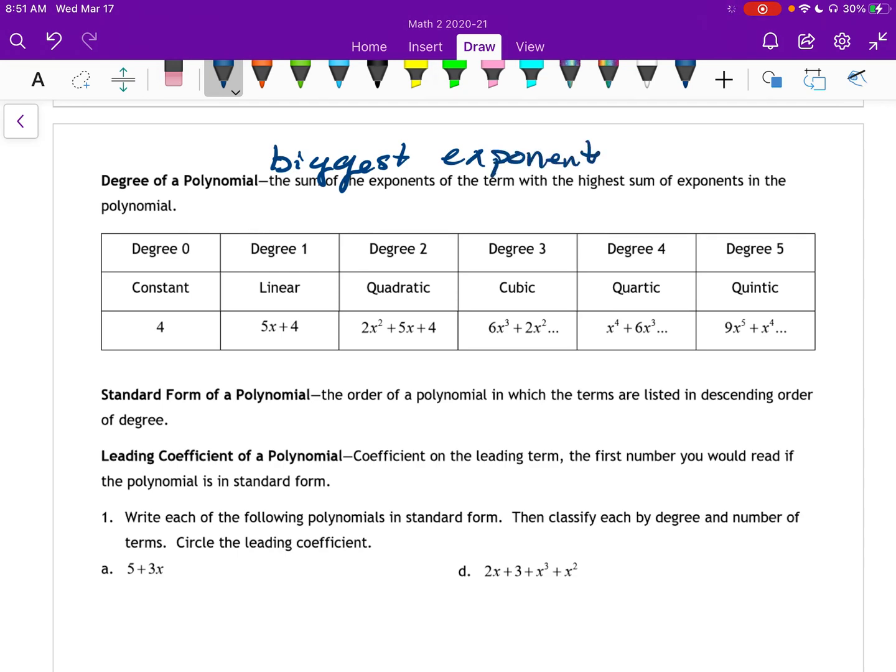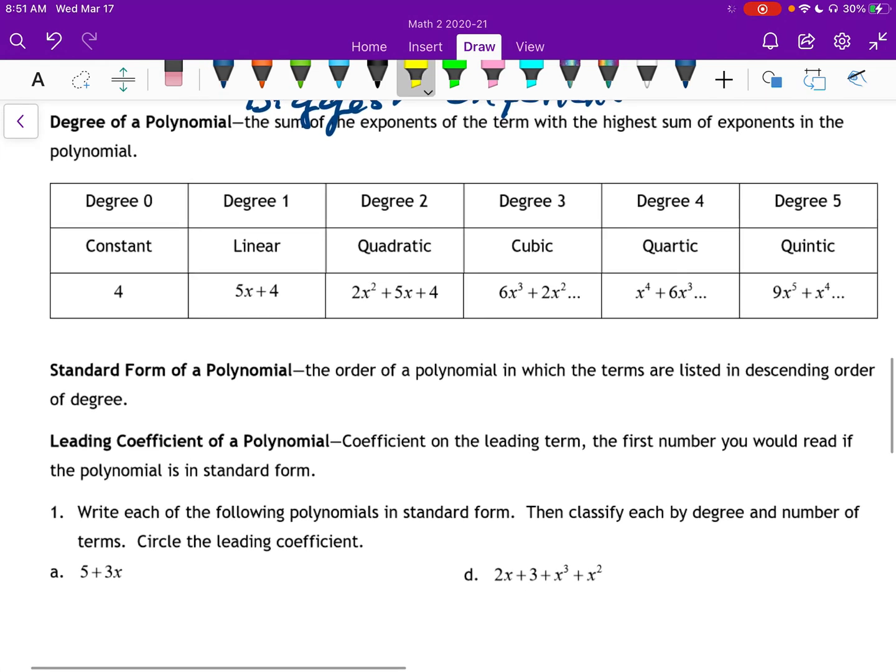The biggest exponent, okay? So we look here, we have degree 0. That means there's no variable, so we just have a plain old number. It's called a constant. Degree 1 is described as linear. So this would be like 5x plus 4, and you could probably recognize that as being a line.